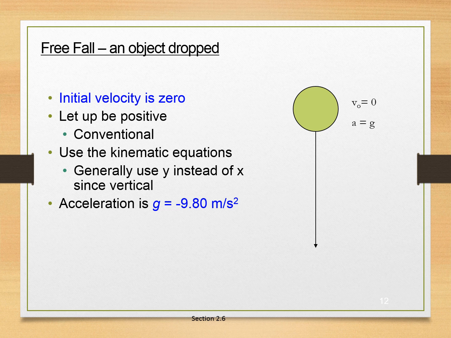For an object dropped, the initial velocity is 0, so v0 here is the initial velocity. Let up be positive, down will be negative. Generally, we use y instead of x since free fall is motion in the vertical direction. The gravitational acceleration is g equal to negative 9.8 meters per second squared, as g is directed downward.